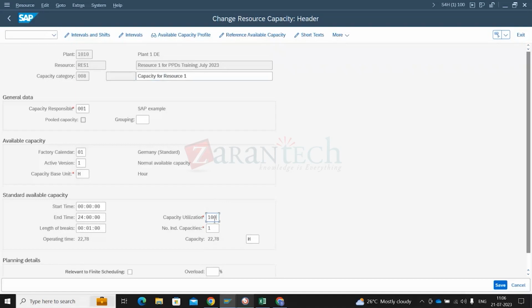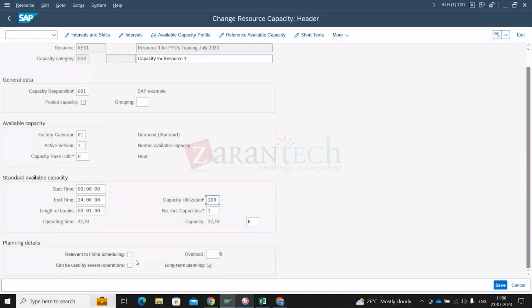This 100 to 95% conversion happens when the resource gets transferred to the rough cut capacity planning engine. Say you're sending this to IBP or SNP, we would do that in the integration part, where we would just reduce the capacity by a certain percentage.